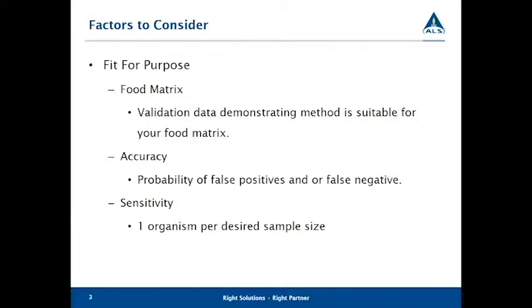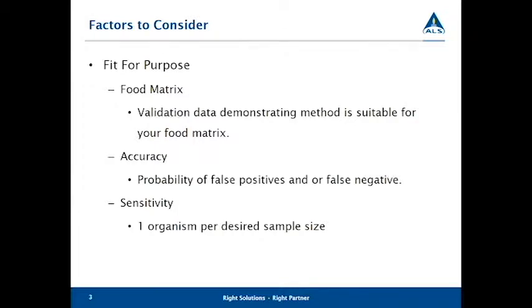So evaluating a food matrix and having data to support suitability is important. Sometimes this data is available from either the scientific literature or the manufacturer of the test kit. If not, then most likely you would need to perform some sort of validation on your own or with a lab capable of doing such validations. So those validations will include accuracy and sensitivity.